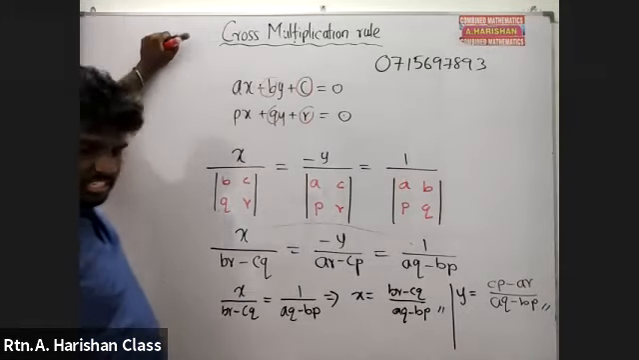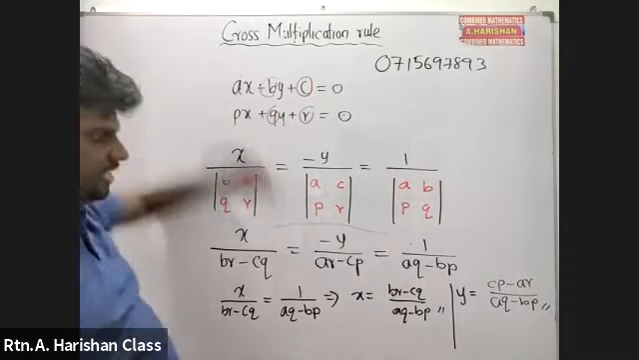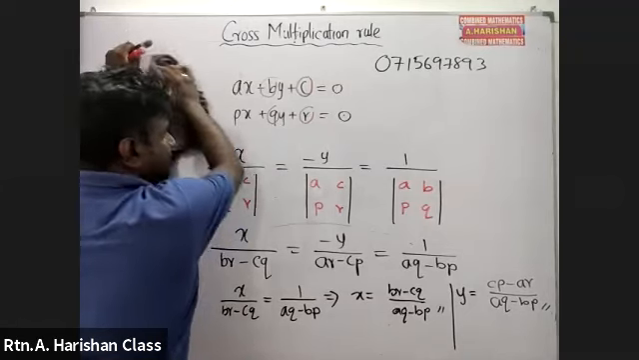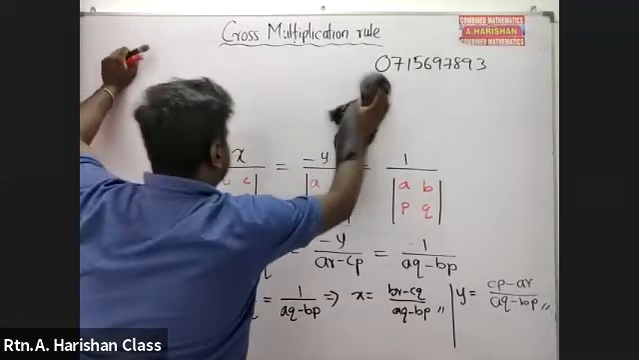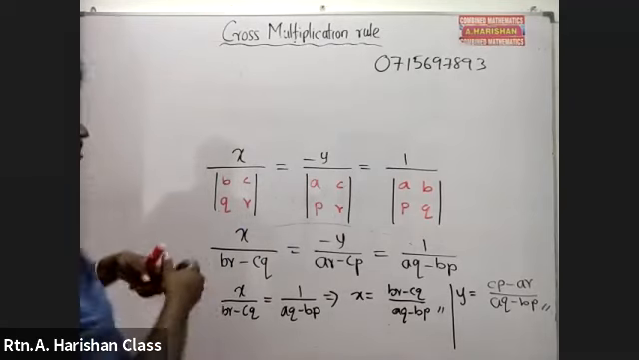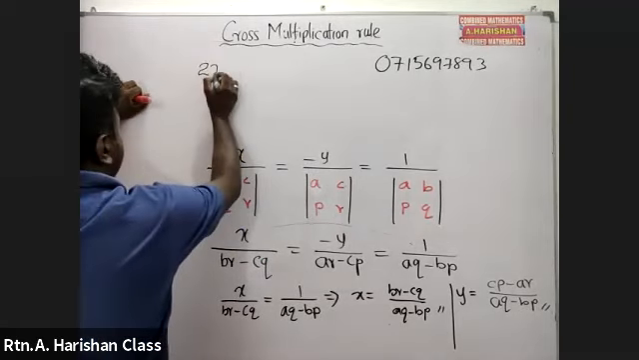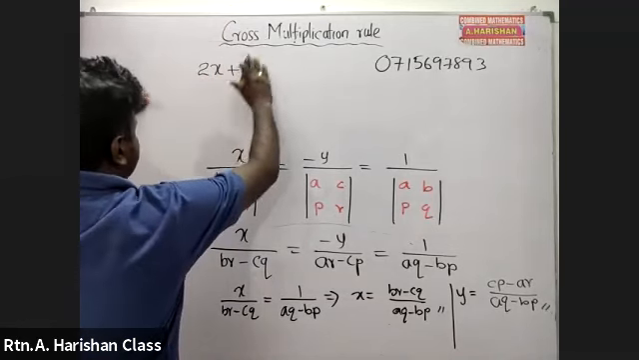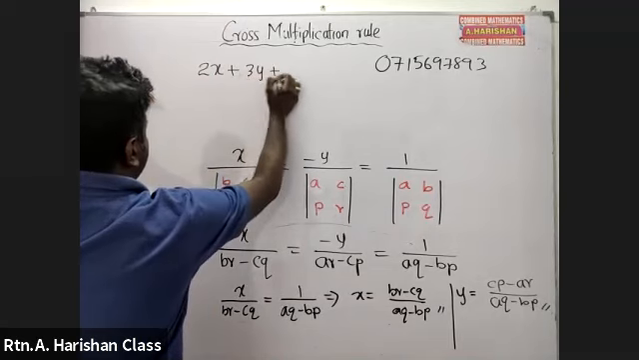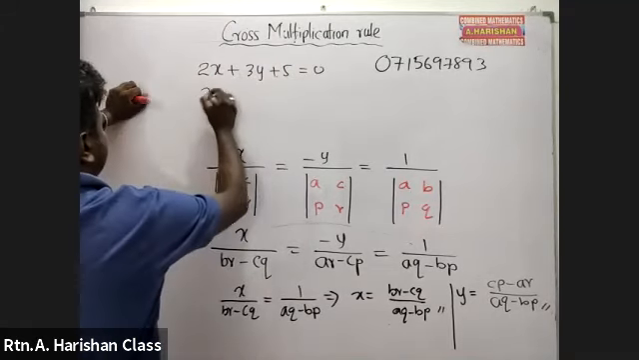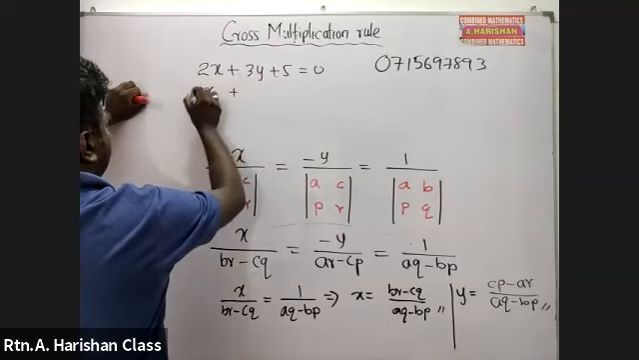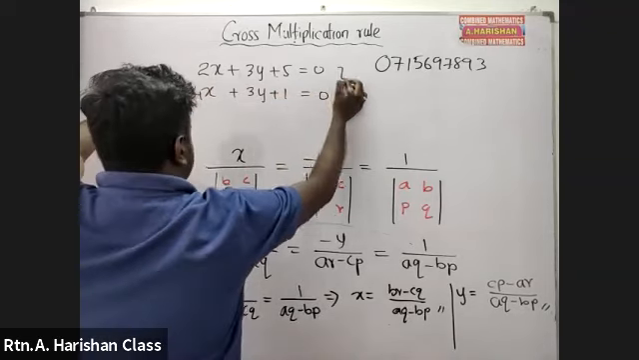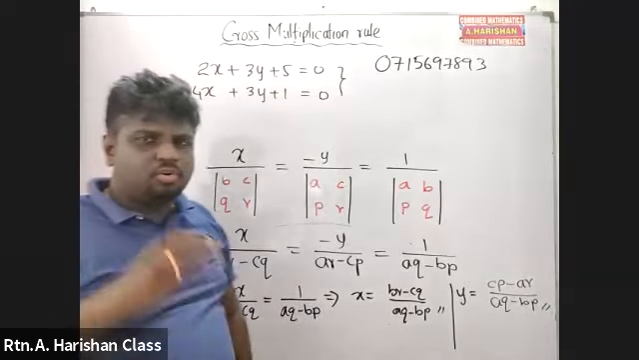Okay, so please copy this and do the exercise. Now this theory is finished. Do the exercise. So I'm going to erase this. The exercise is 2x plus 3y plus 5 equals 0, and 4x plus 3y plus 1 equals 0. Using this cross multiplication rule, please do it.